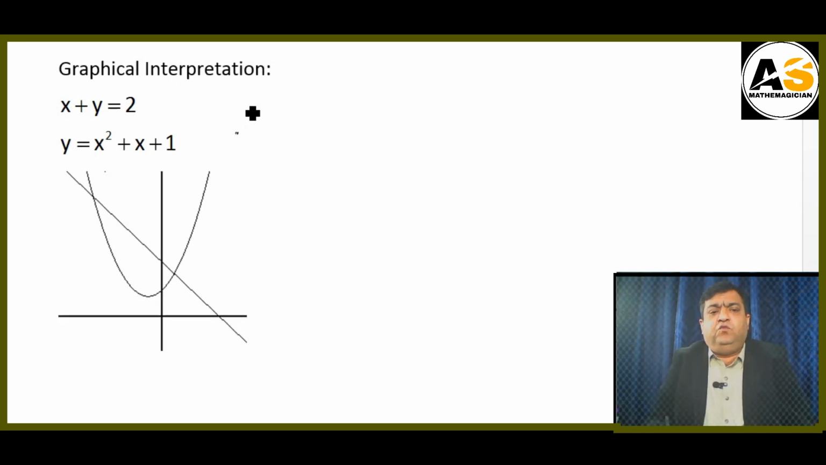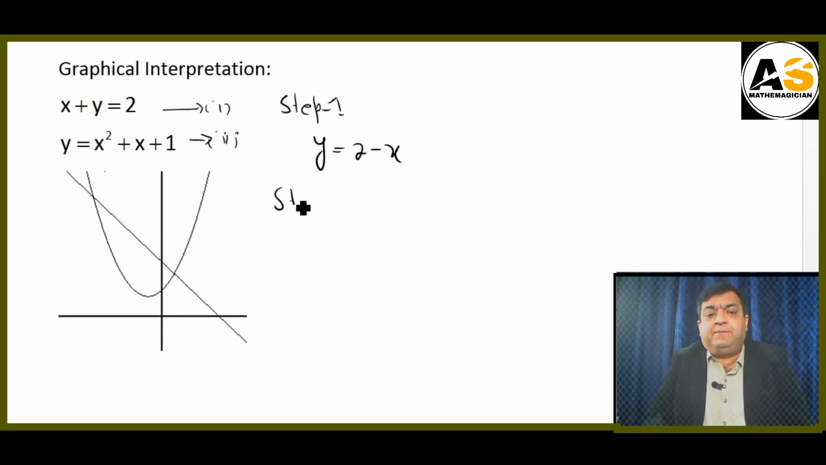Dear students, we will now learn the graphical interpretation of the solution obtained when we solve one linear equation and a quadratic equation simultaneously. For that, I have taken two equations. First one is x plus y is equal to 2, which is linear. Second one is y is equal to x square plus x plus 1, which is quadratic. Now, what was the first step in solving this system? We have to get the value of y from the linear equation.